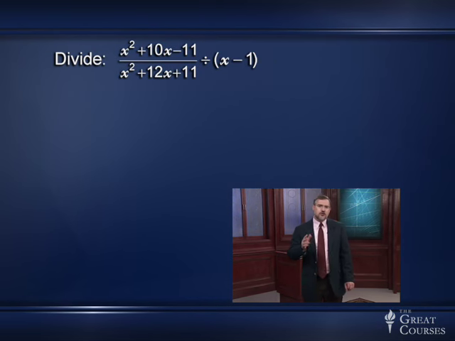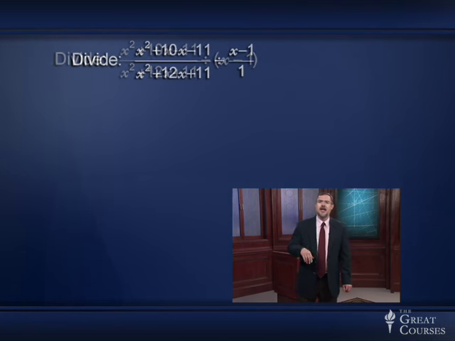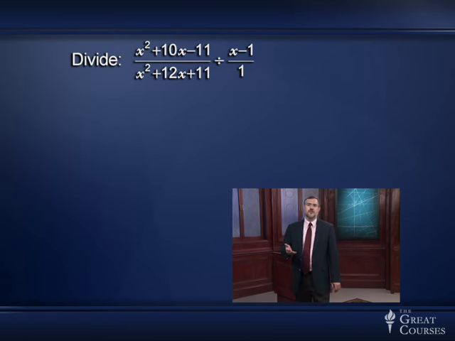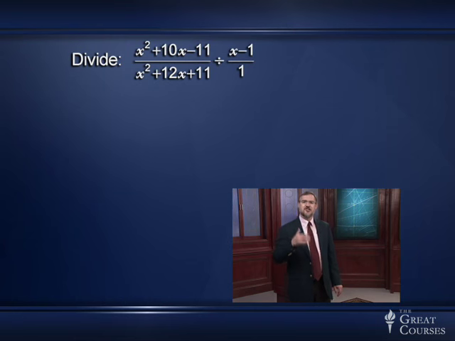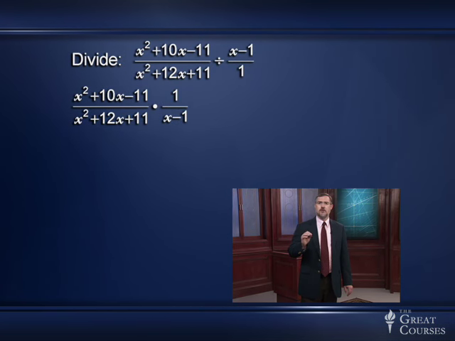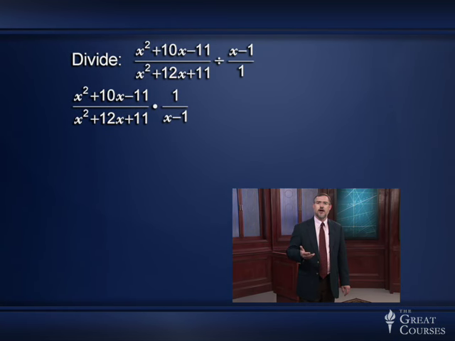Okay, now I've got a new twist here. I had to take that x minus 1 and rewrite it as x minus 1 divided by 1. But that's not a problem at all, because dividing by x minus 1 over 1 is the same as multiplying by 1 over x minus 1. So I think we can go from here by rewriting this problem in the following way.